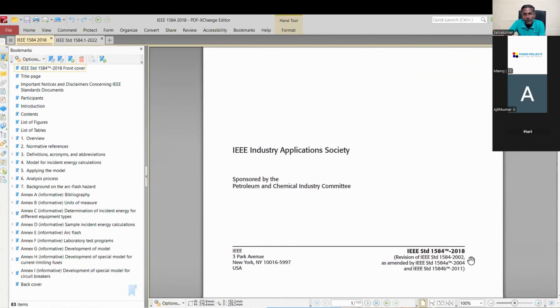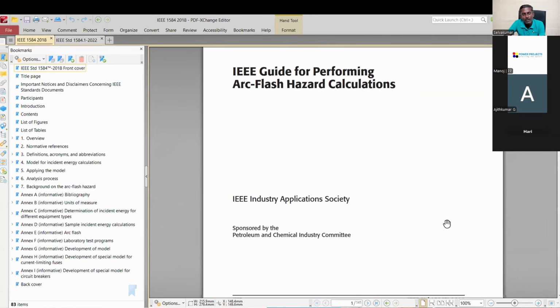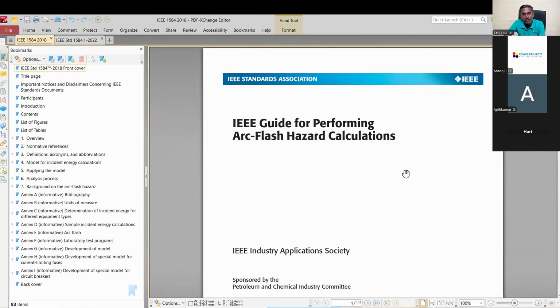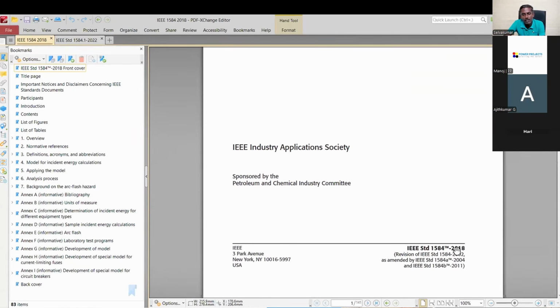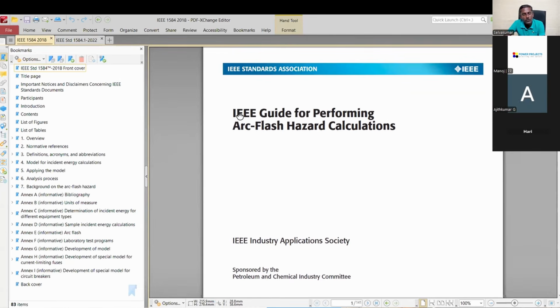The original came in 2002, then it was amended in 2004, then they came up with some more additions in 2011. But from 2002 to 2018, there is a huge change. It was completely upgraded. It came about 8 years back.